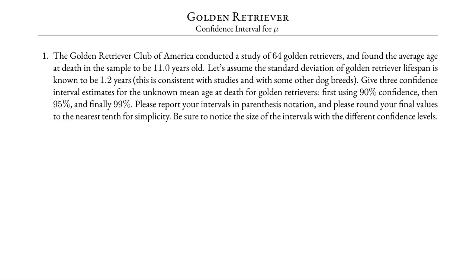The Golden Retriever Club of America conducted a study of 64 golden retrievers and found the average age at death in a sample to be 11.0 years old. The sample size n is 64 and the average age from this sample is 11, so x bar equals 11. Let's assume the standard deviation of golden retriever lifespan is known to be 1.2 years, so the standard deviation sigma equals 1.2.